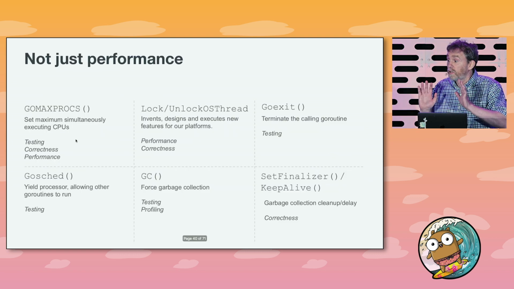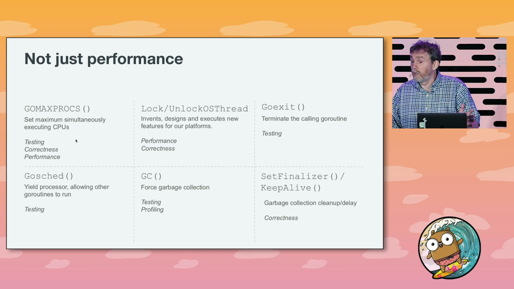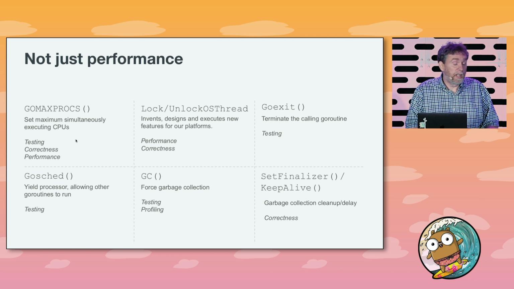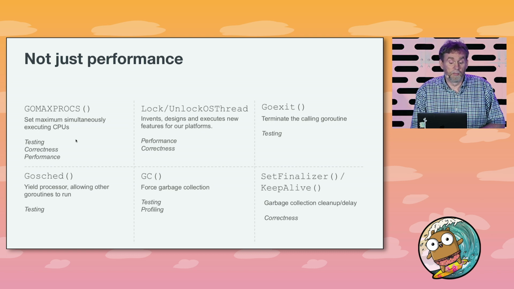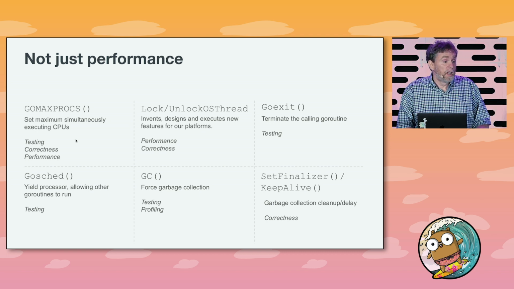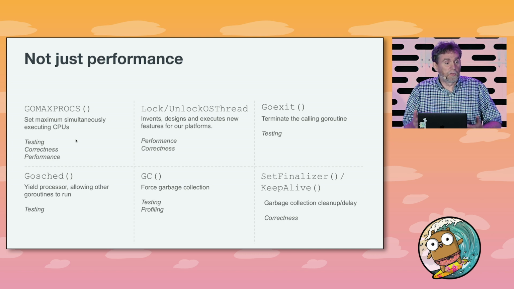All right, so here's what I found. I thought I was talking about performance, but what I discovered is that all these things are often used for cases in which you're testing, or you're verifying your program's correctness, or you're debugging the program, or you're profiling the program. I can see many places where these functions are used in that sort of way. So it's not just about performance.